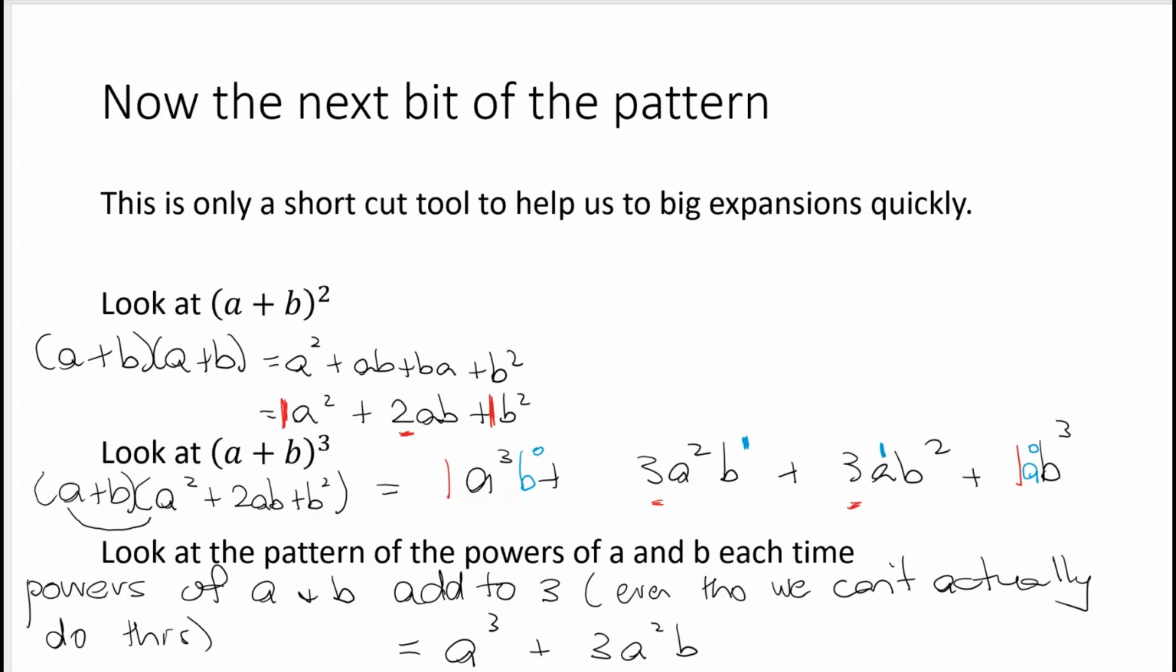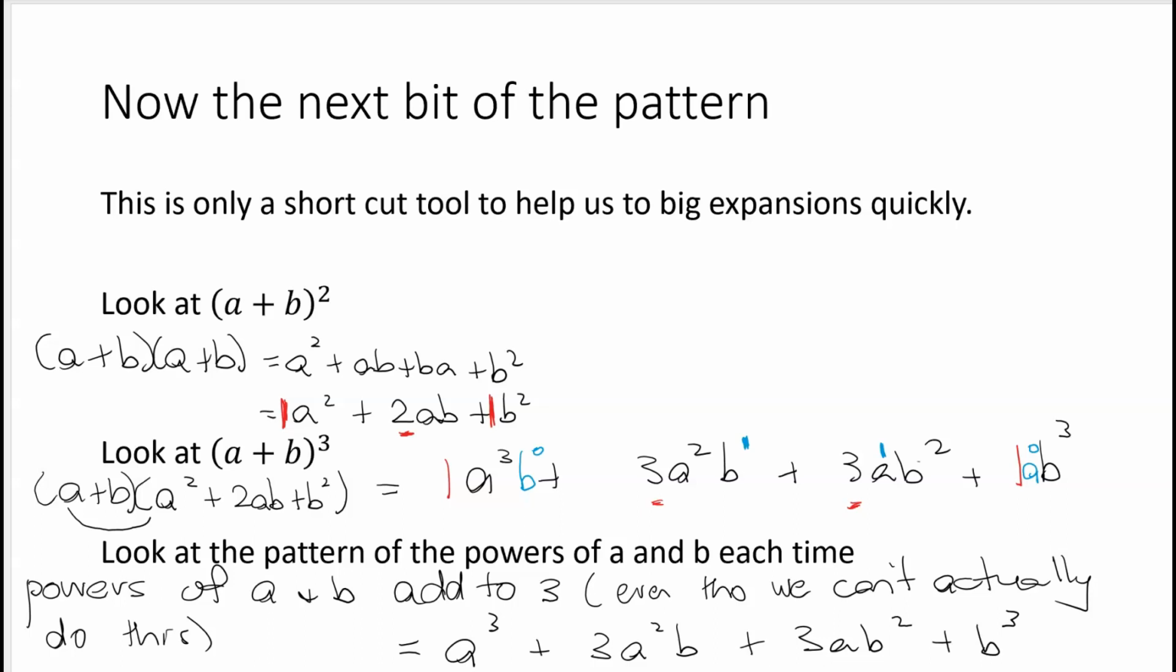In the third term we've got the power of 1 of a and b is squared, so it adds up to 3. Each time the powers add up to 3. So we said then 3ab squared plus b cubed. This is how I can write out these expansions really, really quickly. I'm not working them out. I'm just remembering the pattern.